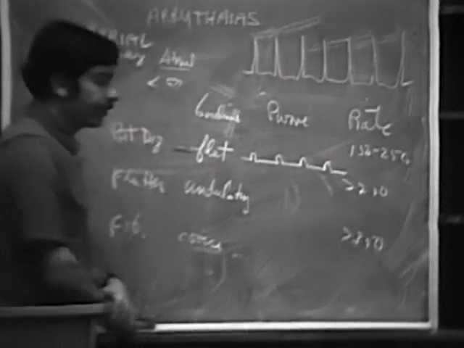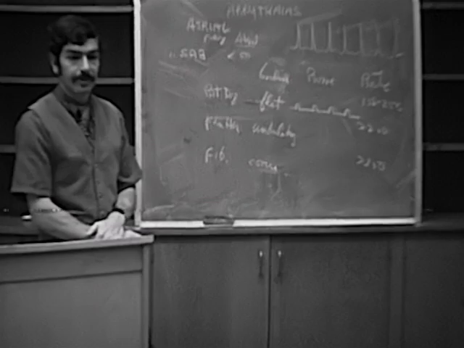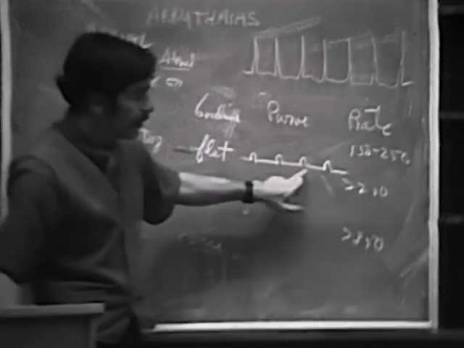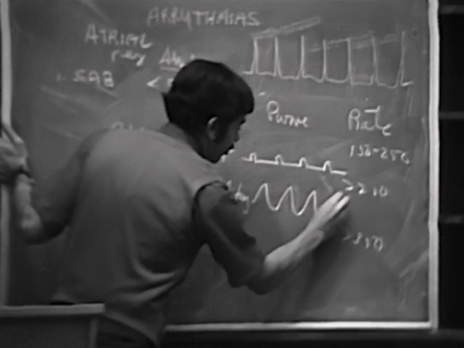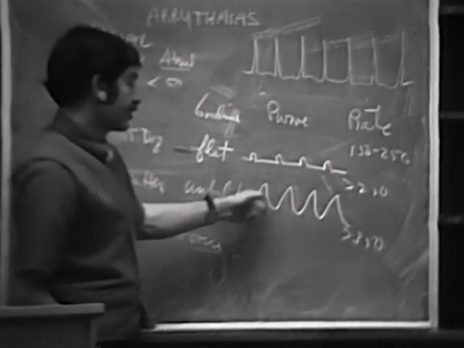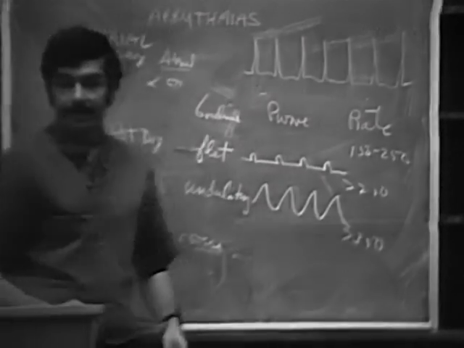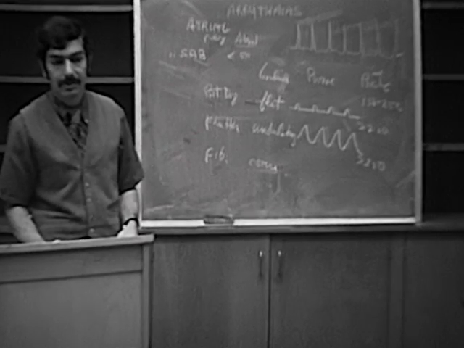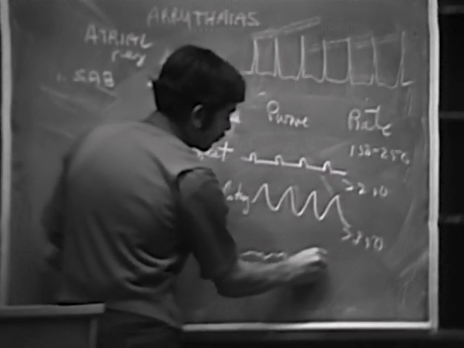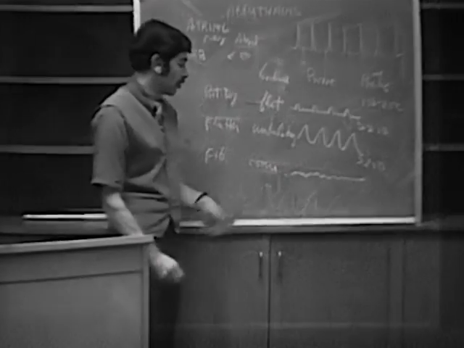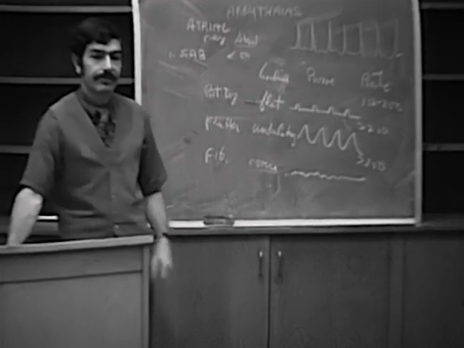Small discrete P waves, right? These small discrete P waves, whereas flutter looks like this. You have an undulating baseline, just a sawtooth pattern, characteristic of flutter. Whereas your atrial fibrillation, as you know, you'll just have a very coarse, uneven baseline.